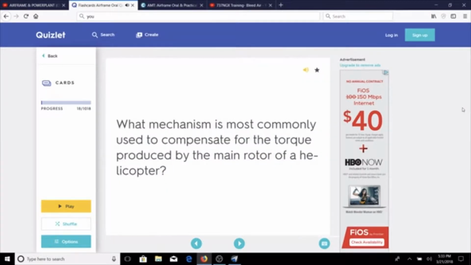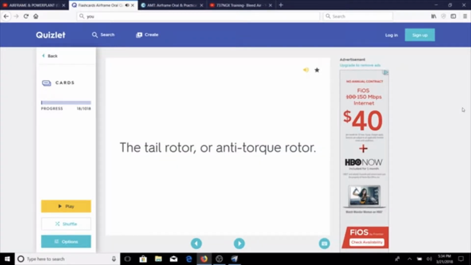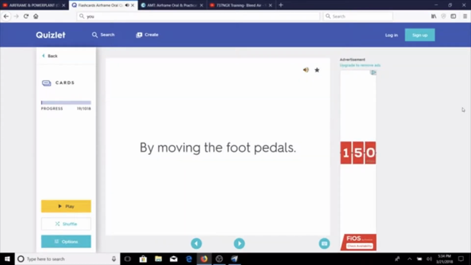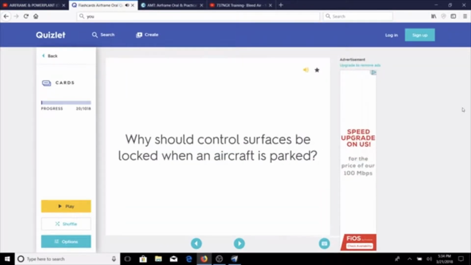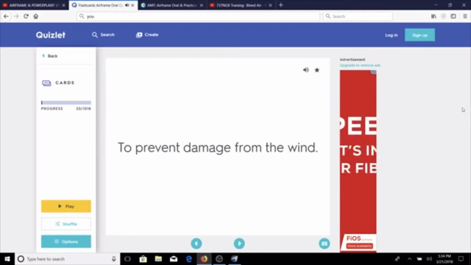What mechanism is most commonly used to compensate for the torque produced by the main rotor of the helicopter? The tail rotor or anti-torque rotor. How is the amount of thrust produced by the tail rotor controlled? By moving the foot pedals. Why should control surfaces be locked when an aircraft is parked? To prevent damage from the wind.